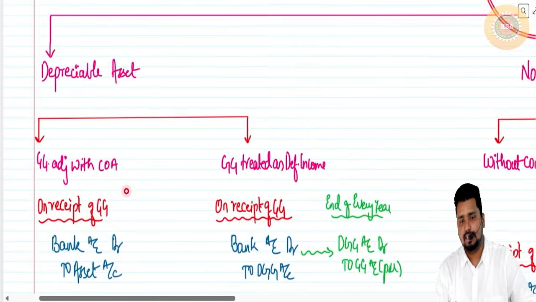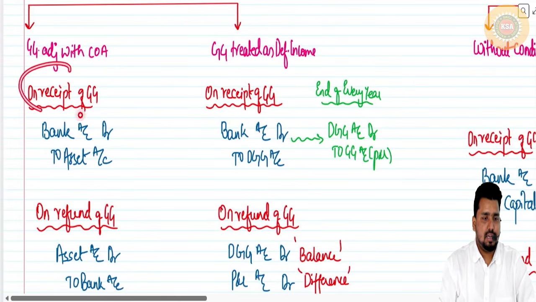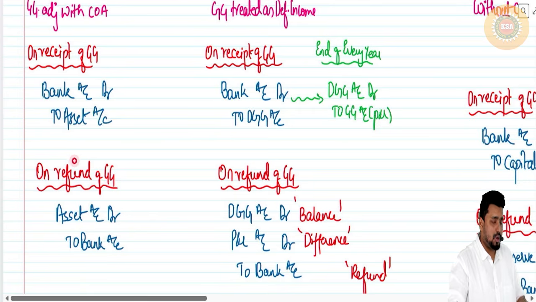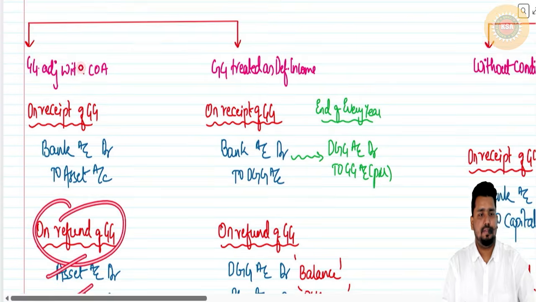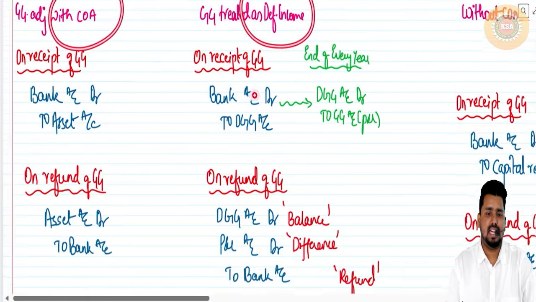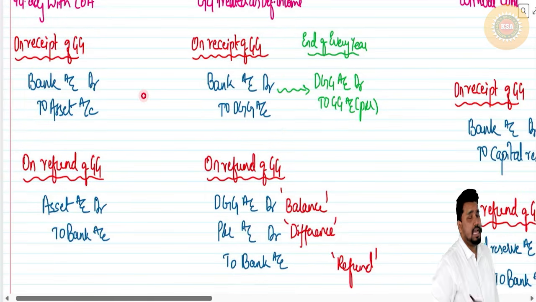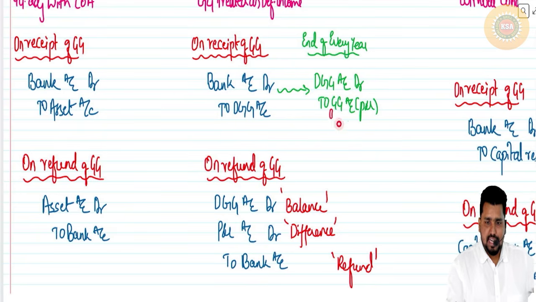What if it is a depreciable asset? On receipt of government grant, what was the journal entry we were passing? Bank account debit to asset account. On refund, what entry will we do? Asset to bank. But sir, I have not adjusted; I have shown it as deferred income. Then on receipt, what entry would have been passed? Bank account debit to DGG. Every year end, what used to pass? DGG to GG. That GG will be taken to P&L.